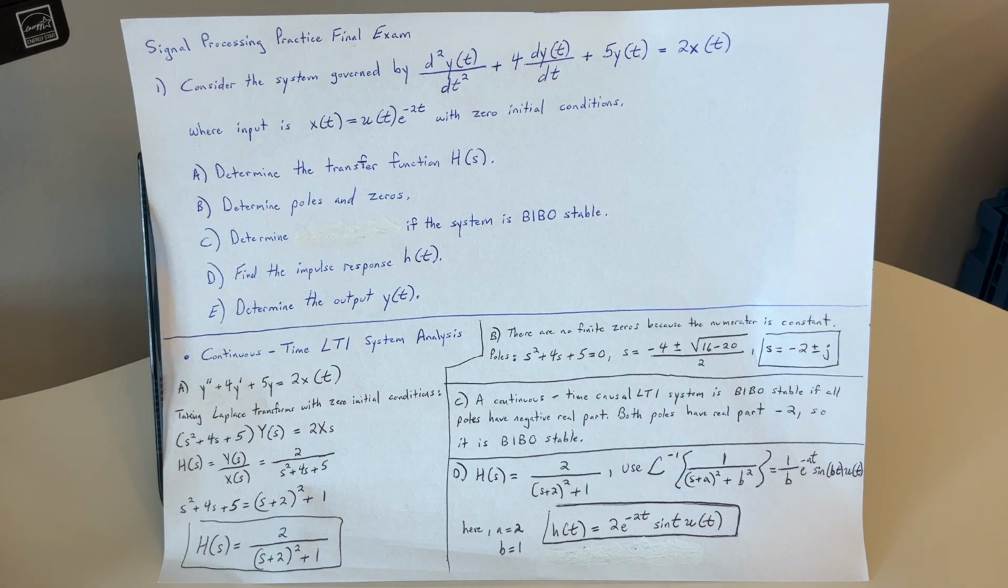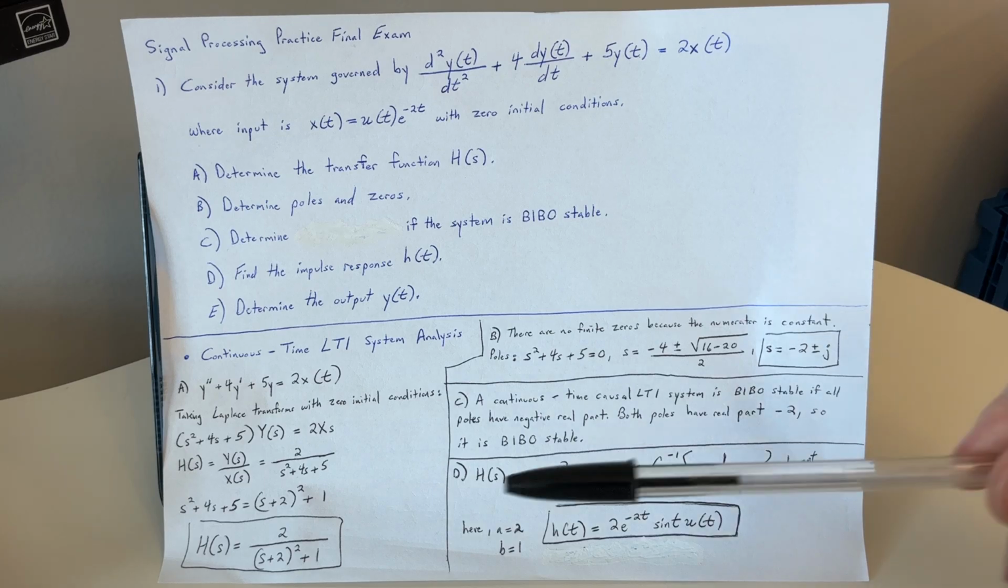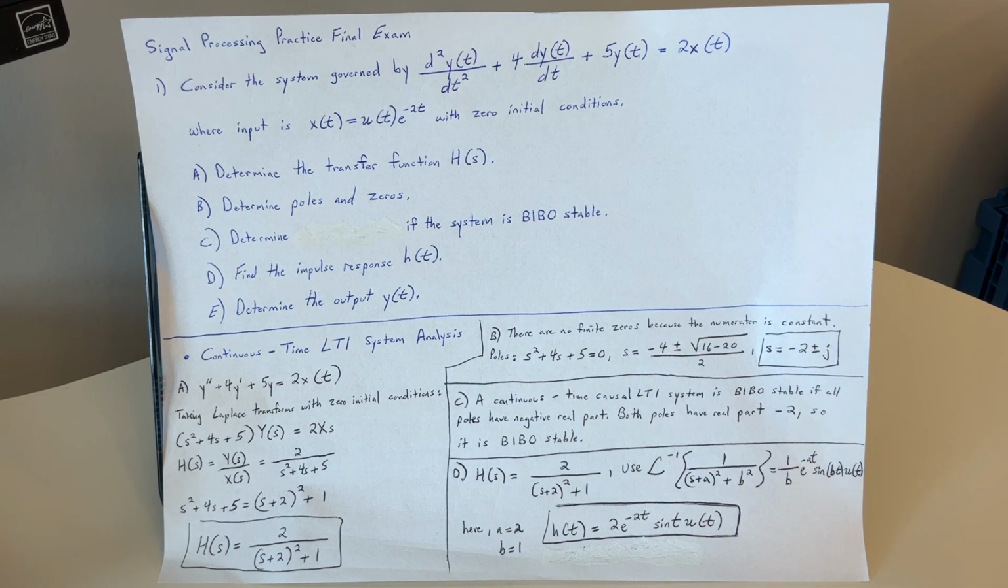For part D, find the impulse response h of t. So capital H of s equals 2 over quantity s plus 2 squared plus 1. We're going to use the inverse Laplace of 1 over s plus a squared plus b squared, and that's going to equal 1 over b e to the negative at sine of bt u of t. And here a equals 2, b equals 1. So h of t equals 2e to the negative 2t sine t u of t.